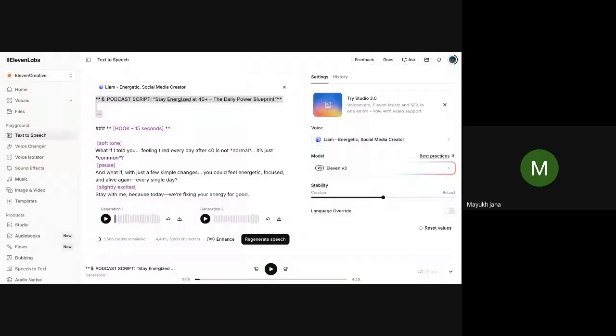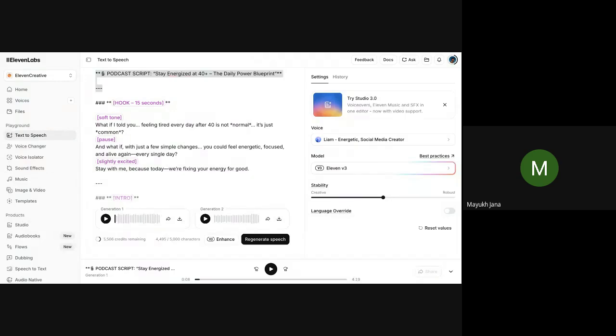Since I have added tones, can you see that the tones are highlighted in purple by 11 Labs? You can see here, hook 15 seconds, soft, the entire thing which I pasted. Whenever I was giving the prompt, I told it to add tones so that 11 Labs can understand, so that my script has tones in it. Whenever I paste the entire script here, it will come with the tones, and they will not speak the tone. The tones are in brackets, so they emphasize to the model to use a soft tone while speaking this particular line.